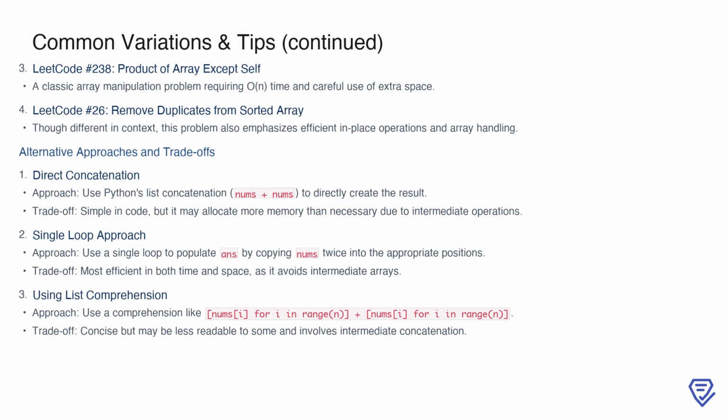Alternatively, you could use a list comprehension, such as [nums[i] for i in range(n)] + [nums[i] for i in range(n)], for a more concise solution. However, this involves intermediate concatenation and may be less readable to some. Weighing these trade-offs can help you choose the best approach for the problem at hand.